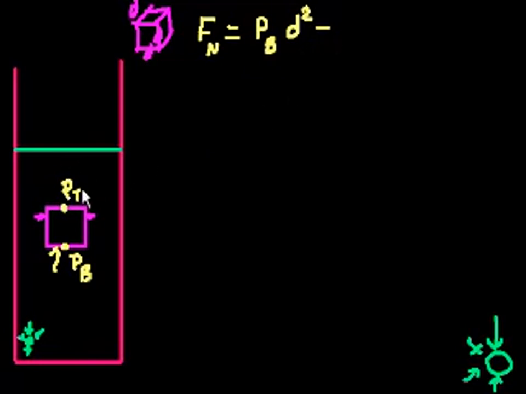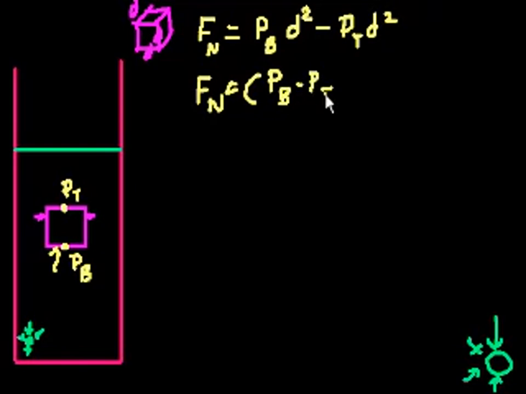So what's the force at the top? The force at the top is going to be the pressure on the top times the surface area of the top of the cube, right? Times d squared. And we can even separate out the d squared already at that point. So the net force is equal to the pressure of the bottom minus the pressure of the top, or the difference in pressure, times the surface area of either the top or the bottom, or really any of the sides of the cube.